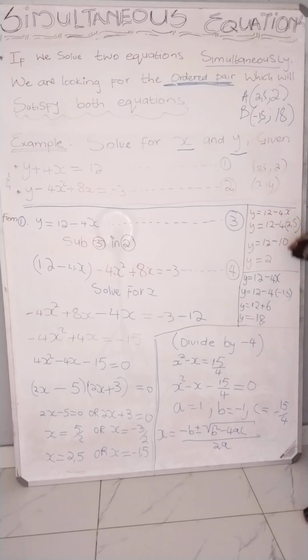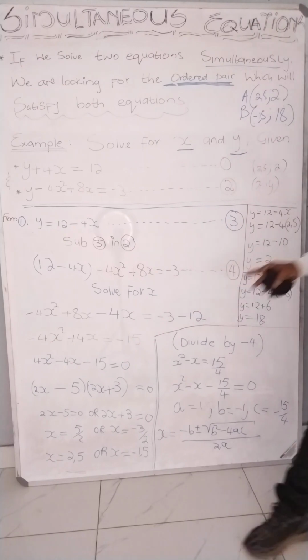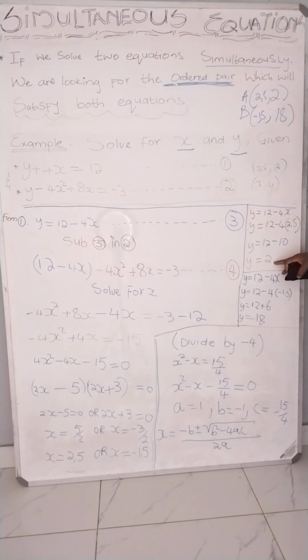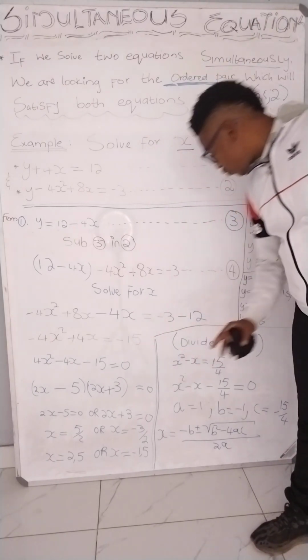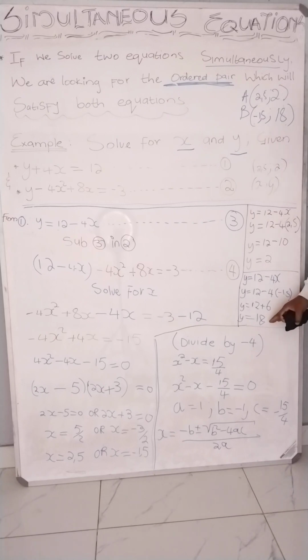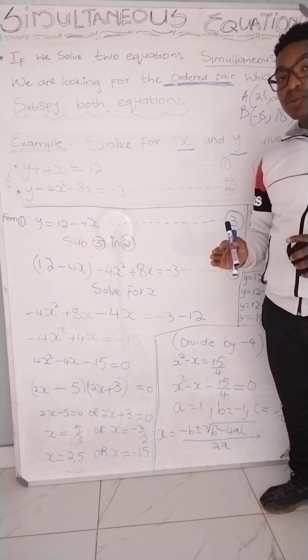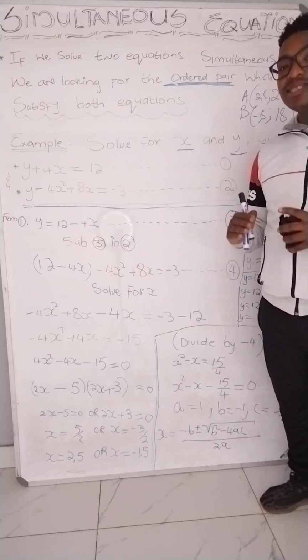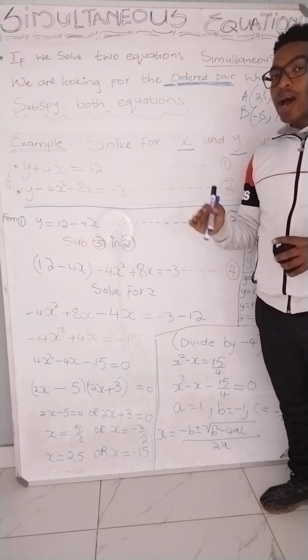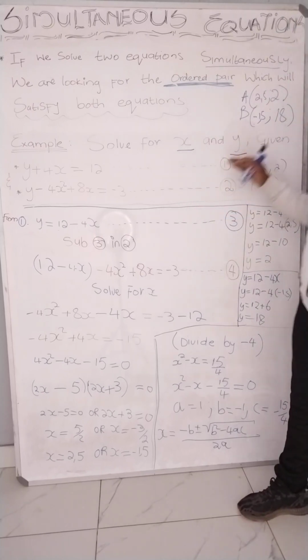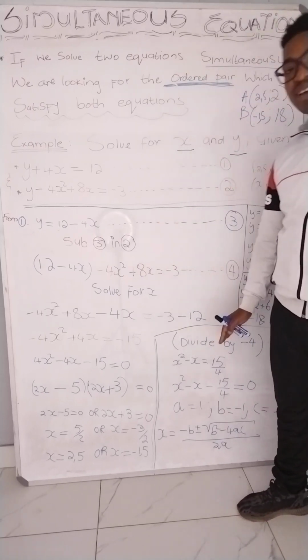So when x is 2.5, what is y? It's 2. When x is minus 1.5, what is y? It's 18. Just like that, guys. Okay, I hope that I did not confuse people. I hope that instead I made it simpler. I hope that you find this helping, and I hope that it is helping.